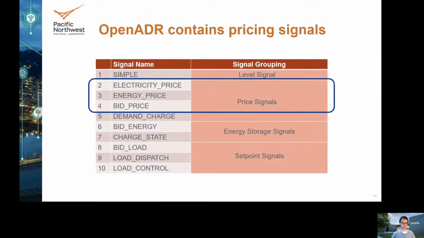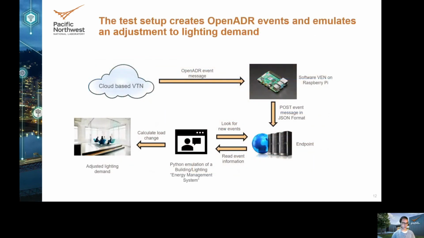OpenADR, it actually contains 10 unique signals. All of the signals were explored in the full study, but to limit the scope and due to time for this presentation, we'll only be talking about the three circled in blue that have to do with the price of electricity. And so we had to implement a test setup, and the one we implemented here, it creates an OpenADR event, and then it uses a Python script to emulate a building or lighting energy management system, which then creates an adjustment to lighting demand in response to the OpenADR price signal.